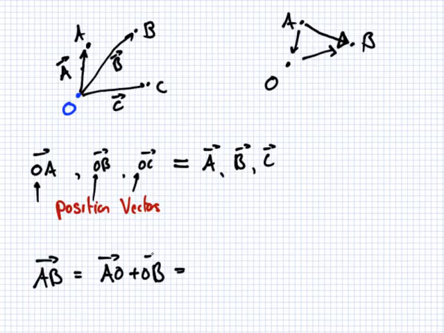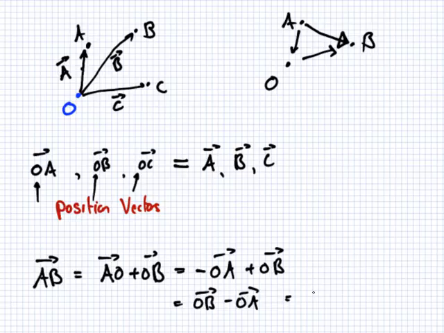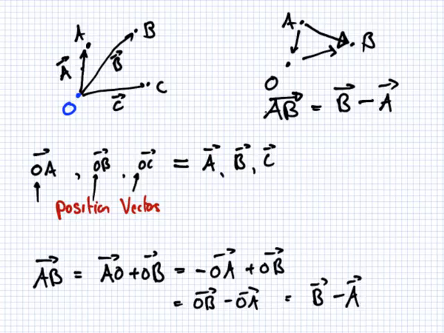But AO is the same as minus OA plus OB, which is OB minus OA. But OB we can just call it B, and OA we can just call it A. So in other words, we have this law, which is called the triangle law. The vector A to B, if you want to write it as position vectors, it's position vector B minus position vector A. This is the triangle law, and this is the proof for it.